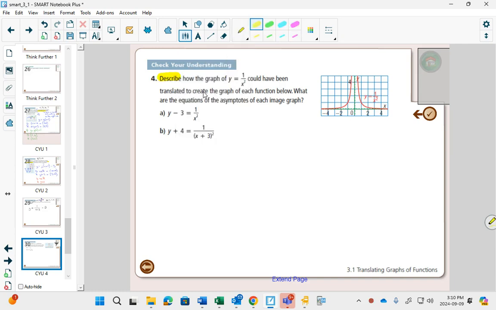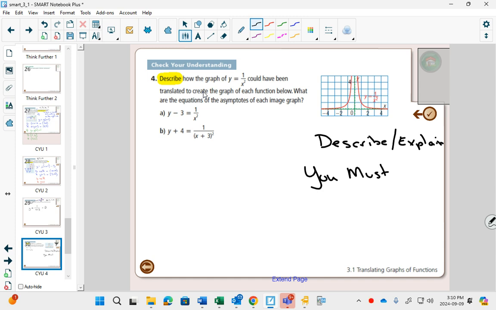There are a couple of important words that are going to come up on your exam. One of them is describe. The other one is explain. And if you have a describe or explain question, you must use words for your answer.